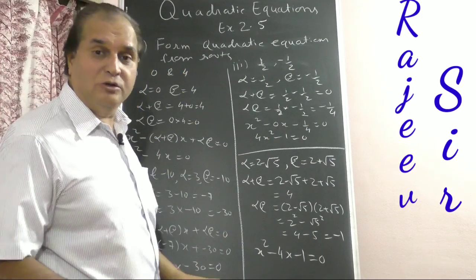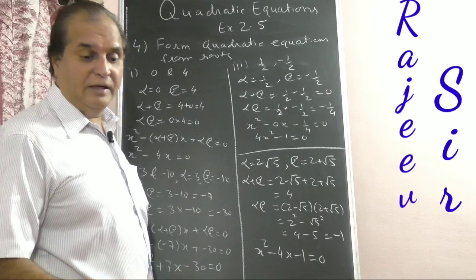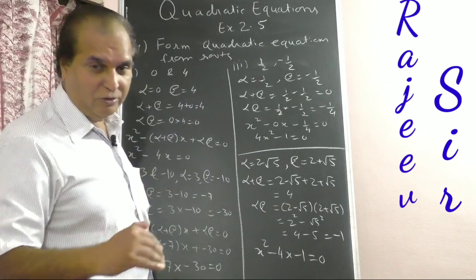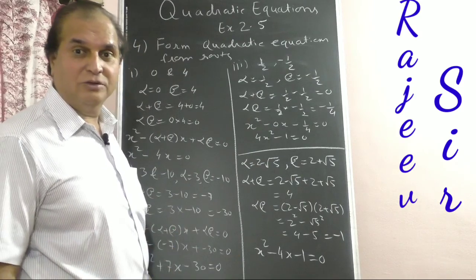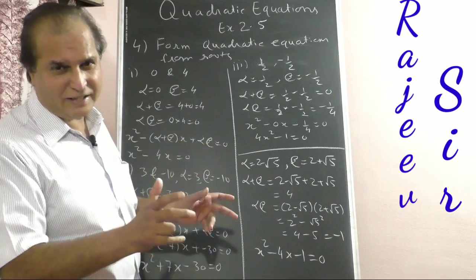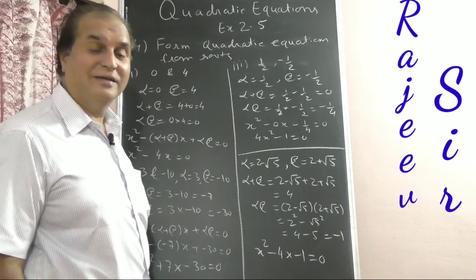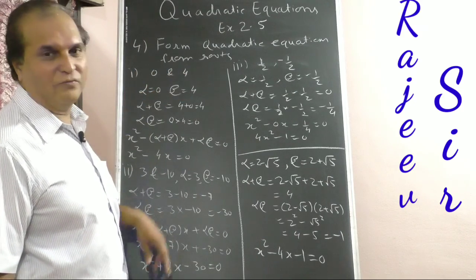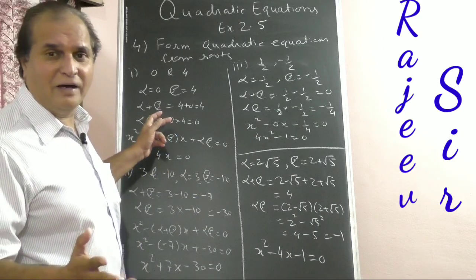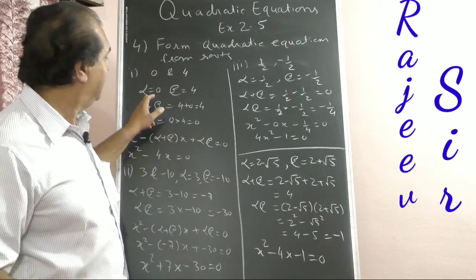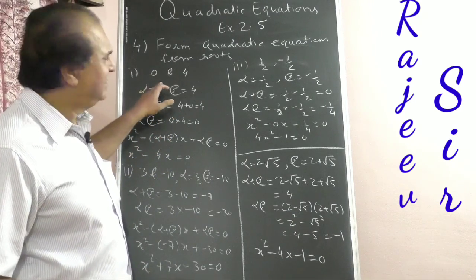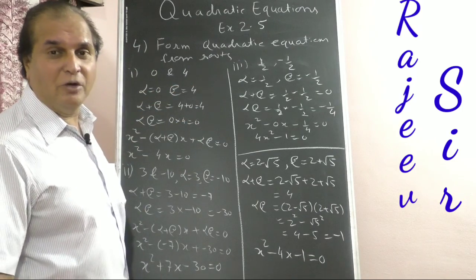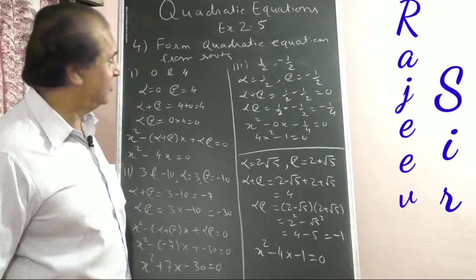In this sum, roots are given. Okay, you know how to solve. You have solved quadratic equations and found the roots. Now the reverse: roots are given, you have to find the equation. See, roots are given, 0 and 4, first sum. So one is alpha and one is beta. Let alpha be 0 and beta equal to 4. Now you have to find the sum of the roots and the product of the roots.